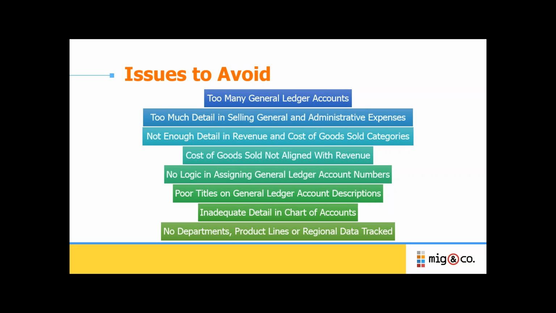No departments, product lines, or divisions may be tracked. This is where you could use your sub-accounts to take care of the departments and product lines. Rather than embedding it in your chart of accounts, you can put it into your sub-account structure and still give you that granularity that you need, but keeping your chart of accounts quite simple.